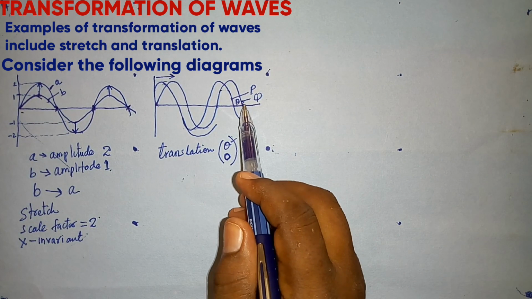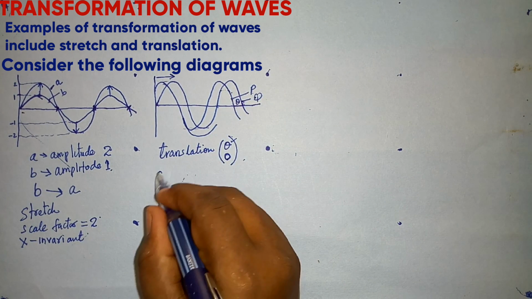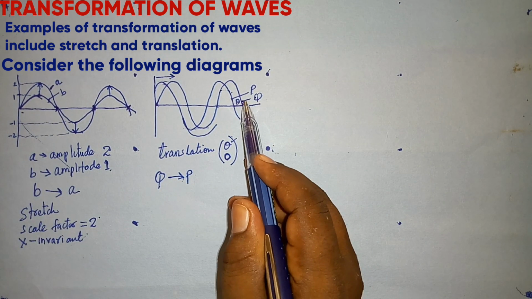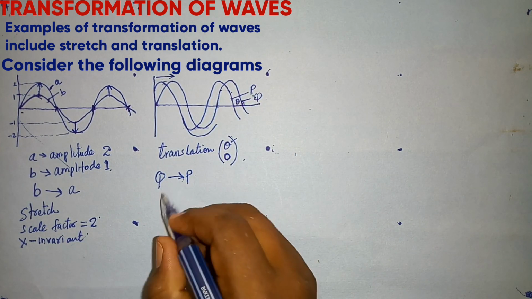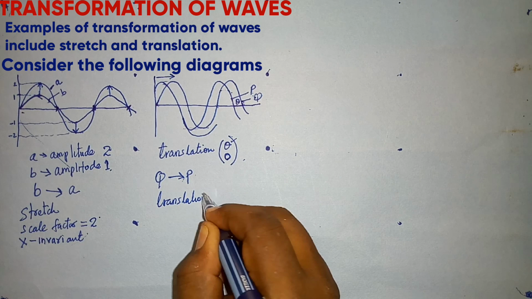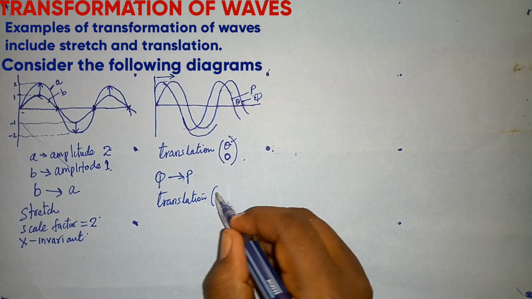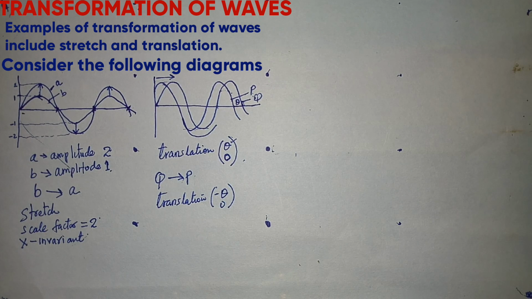Conversely, we can translate Q onto P. That means we have to move Q backwards. So it will still be a translation, but since this time the movement of Q is backwards, the angle will be negative. So that is how you tell the kind of transformation waves undergo.